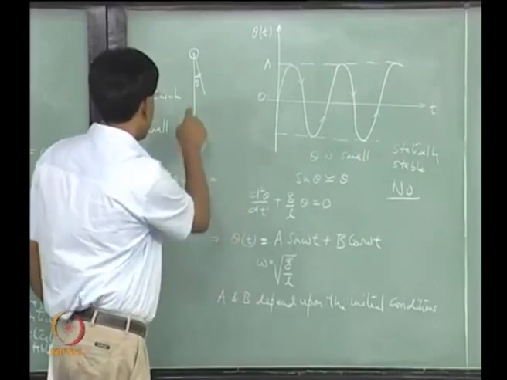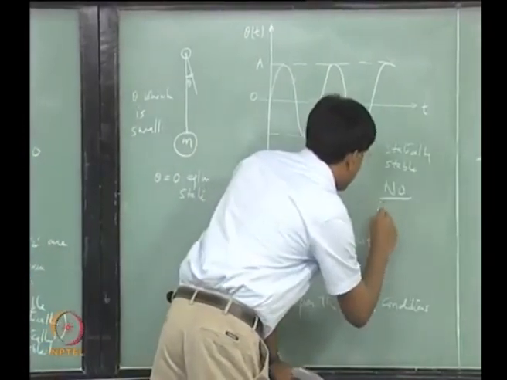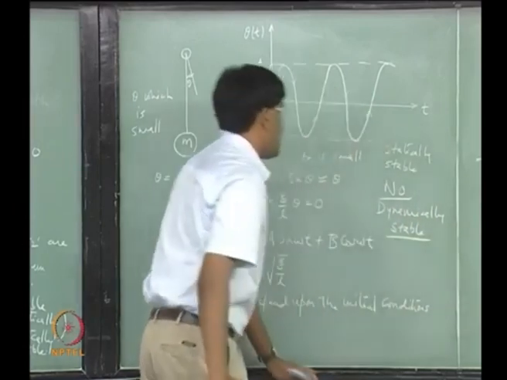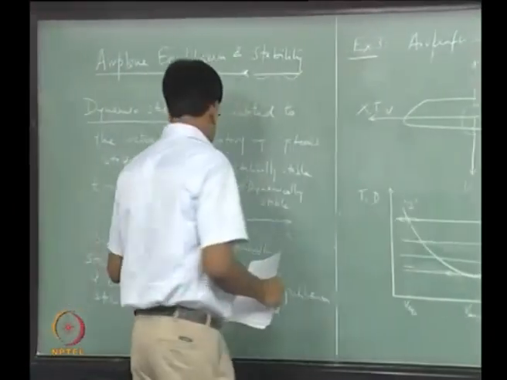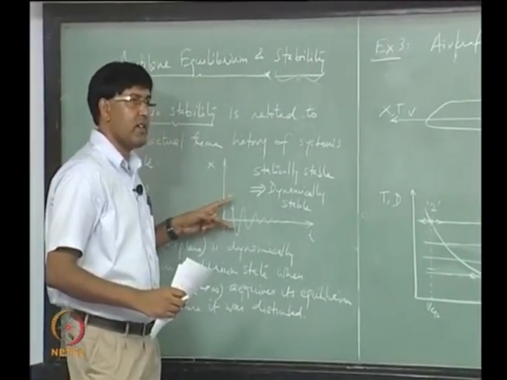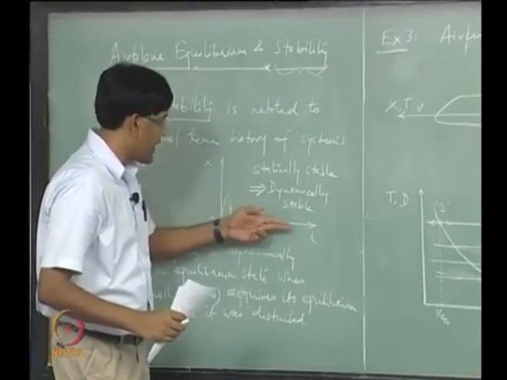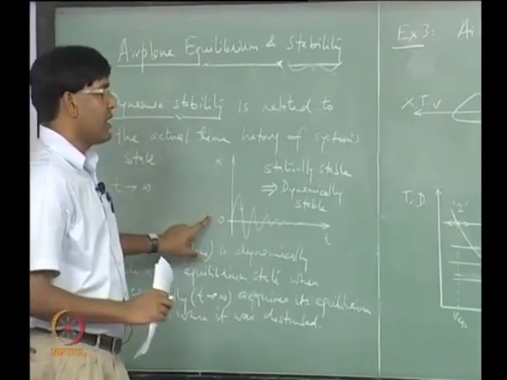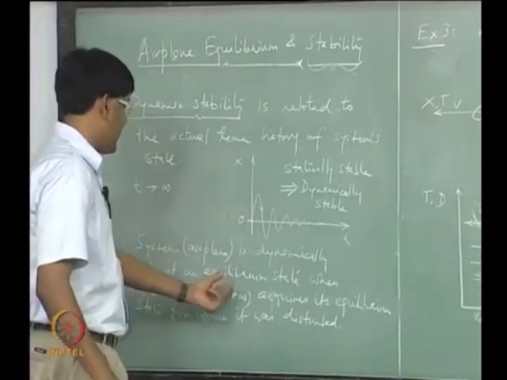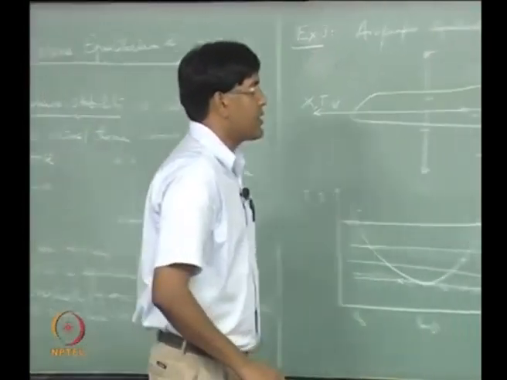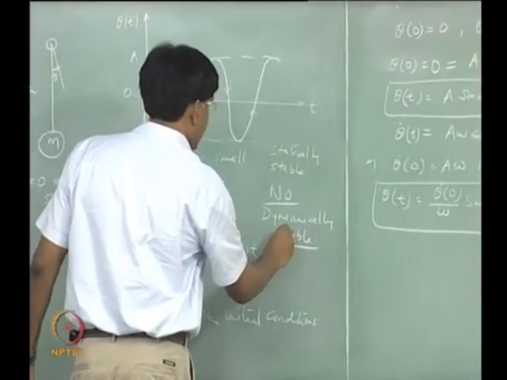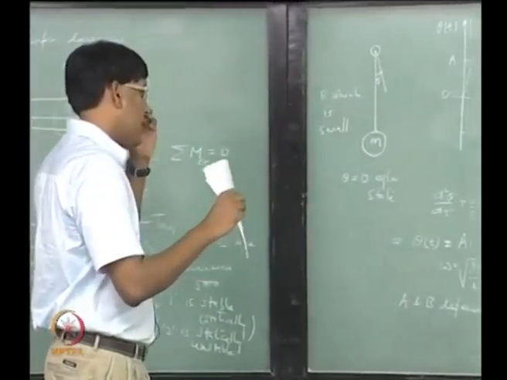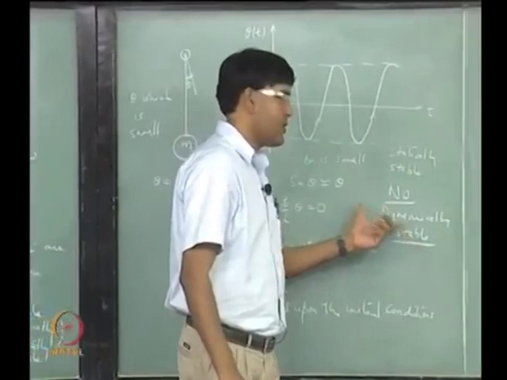So, this equilibrium condition for this pendulum, theta equal to 0, is not dynamically stable, because a dynamically stable response will look something like this. The transients decaying in time, so that the system has finally reached this position of equilibrium when t goes to infinity mathematically. So, it is not dynamically stable, but statically stable.